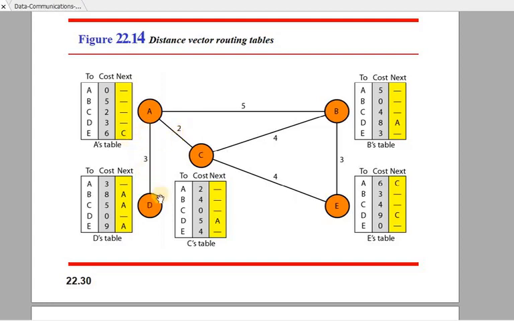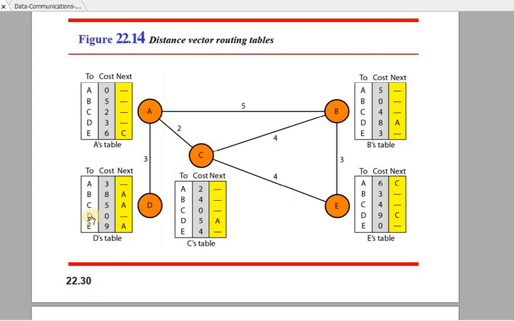Then we have, suppose, D. Let us take another example. In case of D, if it has to reach A, the length is 3. Then from D to B, the length is 8, because to go from D to B, it has to go via A. So the next hop is A, and the length is 3 plus 5, which is 8. Then to go from D to C, the length is 5, because 3 plus 2, and the next hop is going to be A.